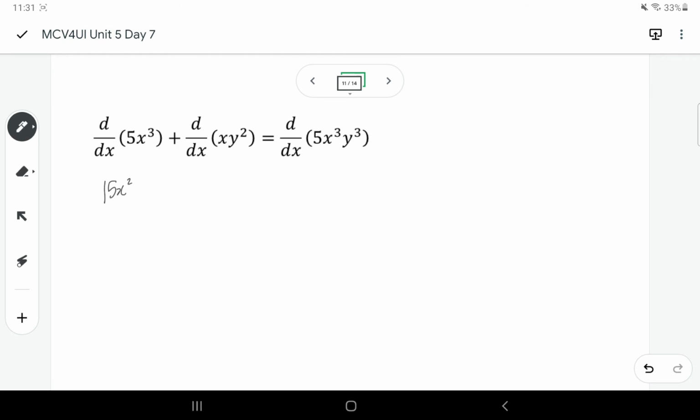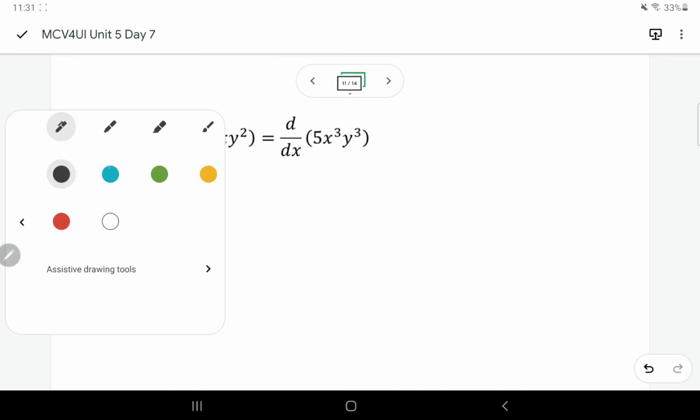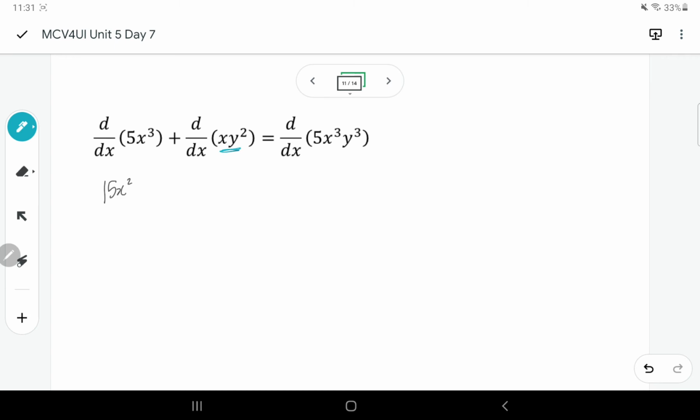The next term has a little bit of a twist. This is going to need the product rule, because we have an x and we have a y squared. So I'm going to have to look at this as a product rule. So I'll put plus, and then I've got the first term, x, times the derivative of the second. So the derivative of y squared is 2y dy dx. Plus the second term, which is our y squared, times the derivative of the first. The derivative of x is just 1.